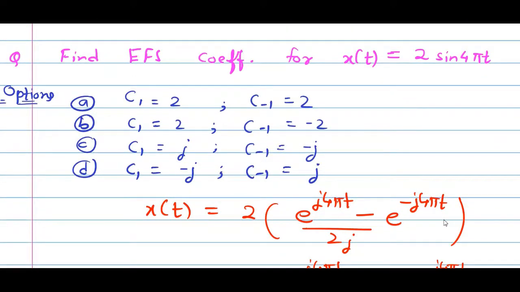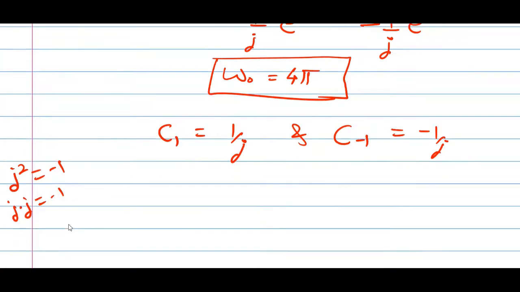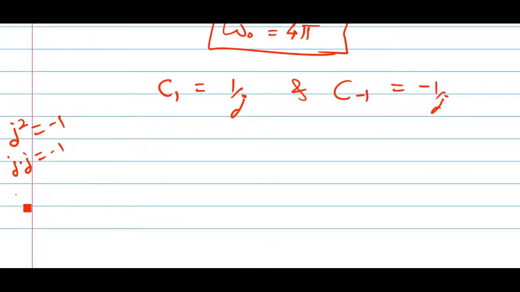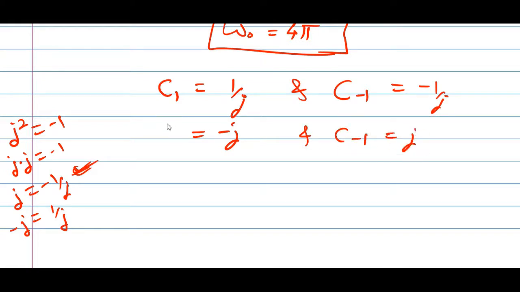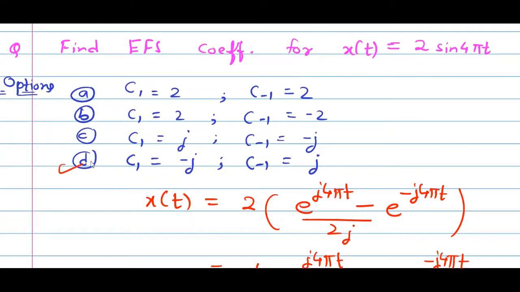Okay, options are not present in that form, so we have to use some basics, like j square is nothing but minus 1. So j into j is nothing but minus 1. So 1 by j is nothing but minus j, and minus 1 by j is nothing but j. So C minus 1 is j and C1 is minus j. Now again check the option, minus j, j. So the correct answer is option B.